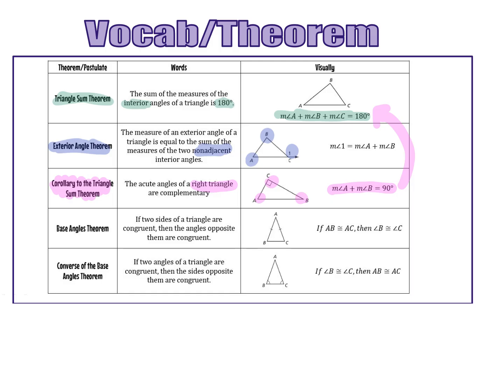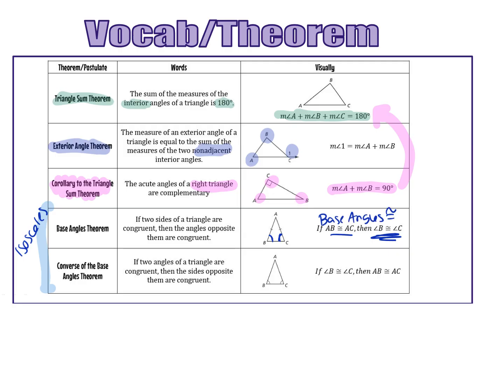These next two theorems are specific to isosceles triangles. So let's go ahead and write the word isosceles there. The base angles theorem says if two sides of a triangle are congruent, so if we have an isosceles triangle, then the base angles are also congruent. So if AB is congruent to AC, then B is congruent to C. Let's write that, base angles congruent.